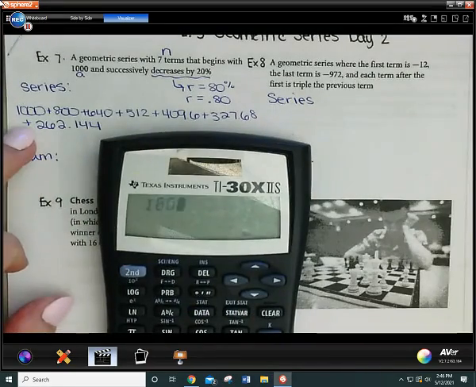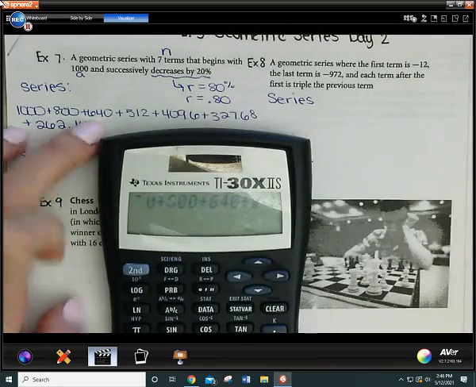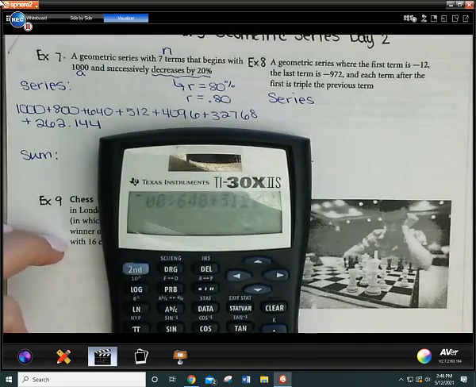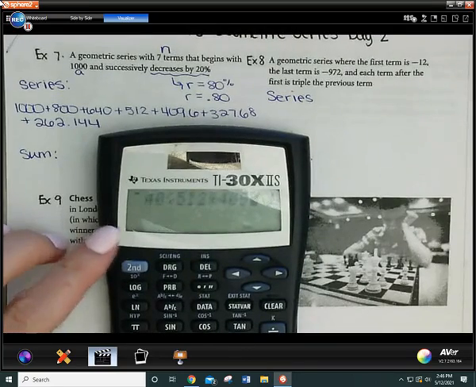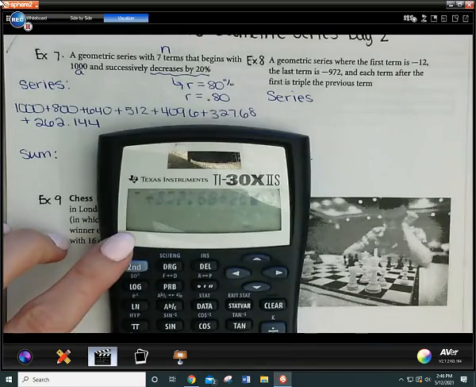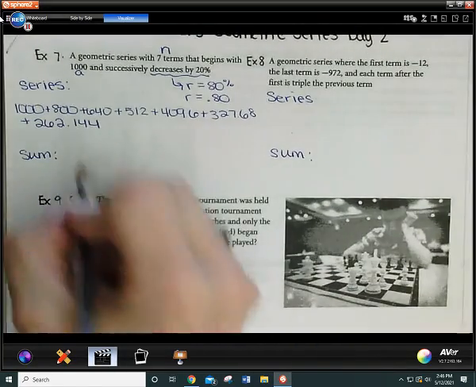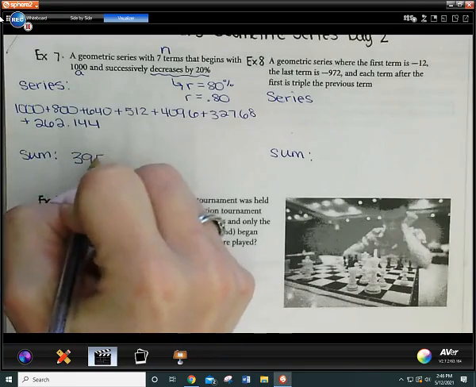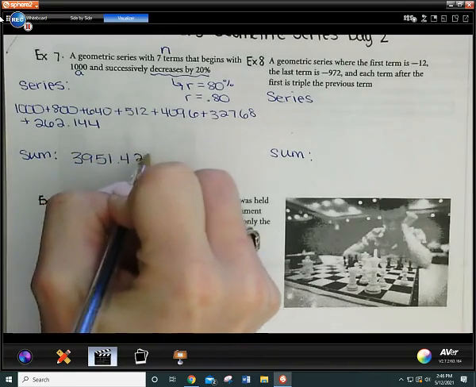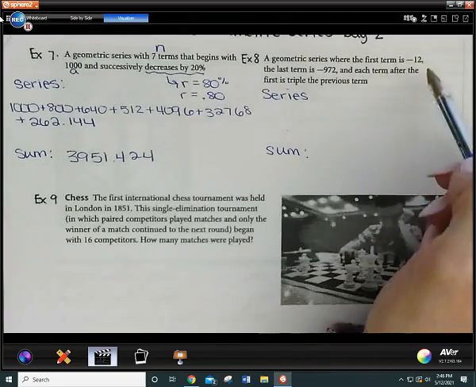So take 1,000 plus 800 plus 640 plus 512 plus 409.6 plus 327.68 plus 262.144. So we get 3,951.424, and your teacher will tell you how to round. All right, let's look at this one.